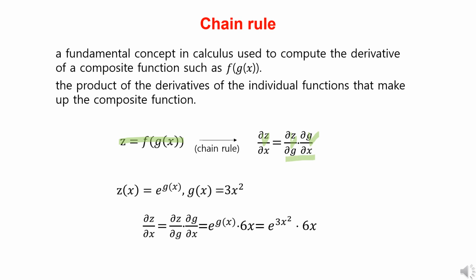For example, let's suppose z is e to the power of g of x, and g of x equals 3 times x squared. The derivative of z with respect to x involves multiplying the derivative of z with respect to g by the derivative of g with respect to x. So, the derivative of z with respect to g is e to the power of g of x, and the derivative of g with respect to x is 6 times x. The final result is the product of these two values.